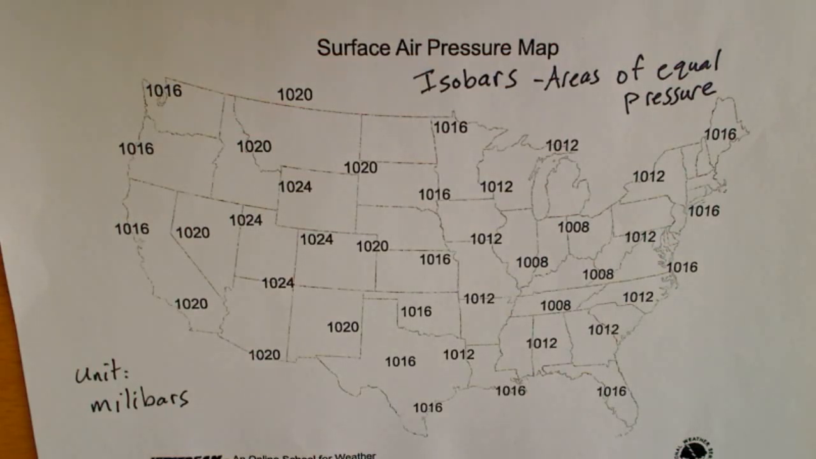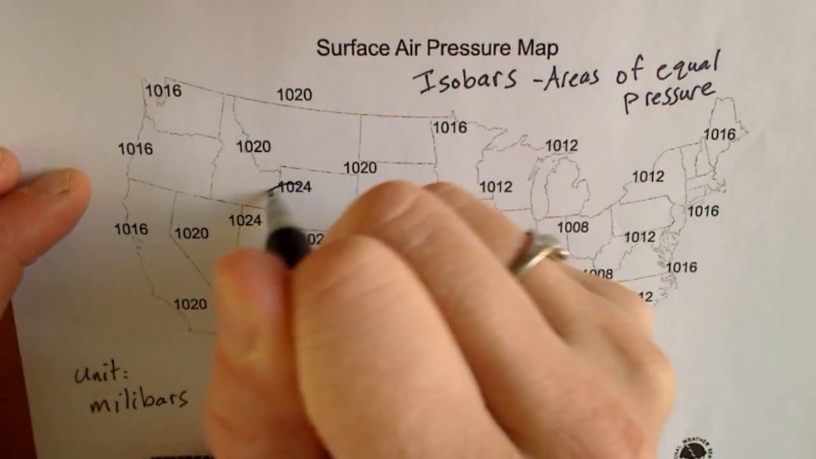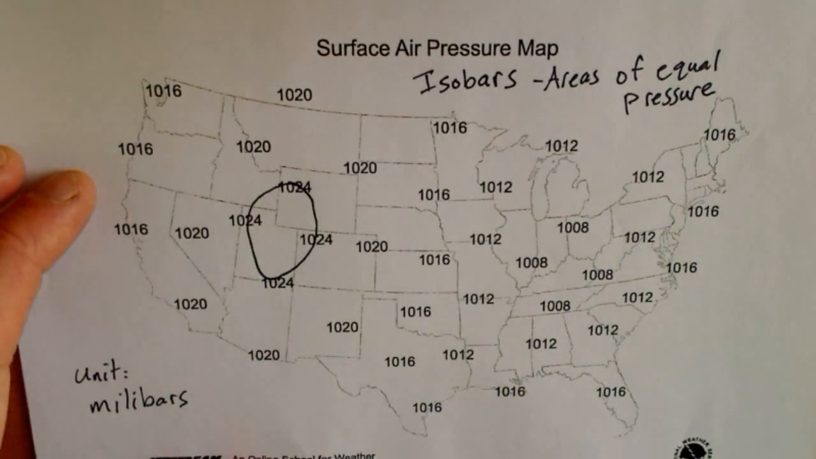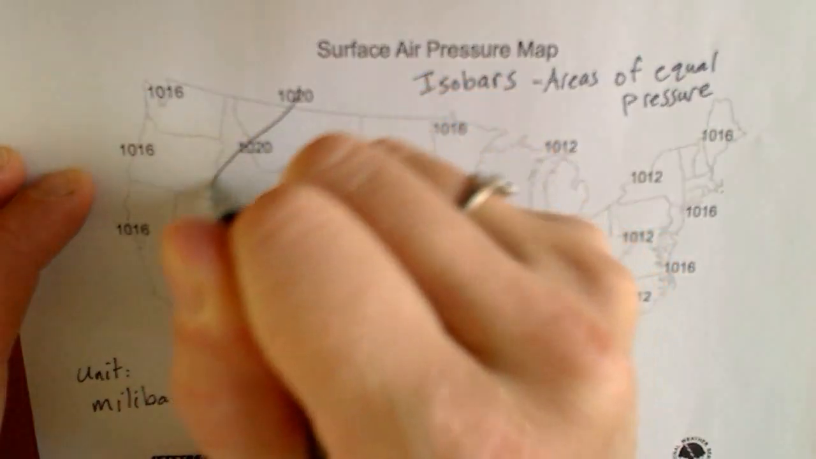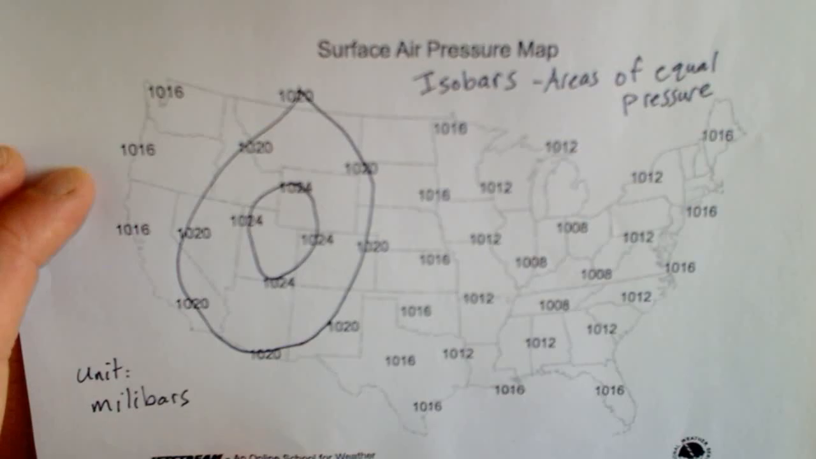Right now, one that pops out to me is right here. I see lots of 1024s. So that looks like a circle almost. 1024, 1024, 1024. I've drawn a circle. And now, looking all around, I look at 1020, 1020, 1020. Oh, I'm going to draw all those. I got a fried egg over here. 1020, 1020, 1020, 1020.